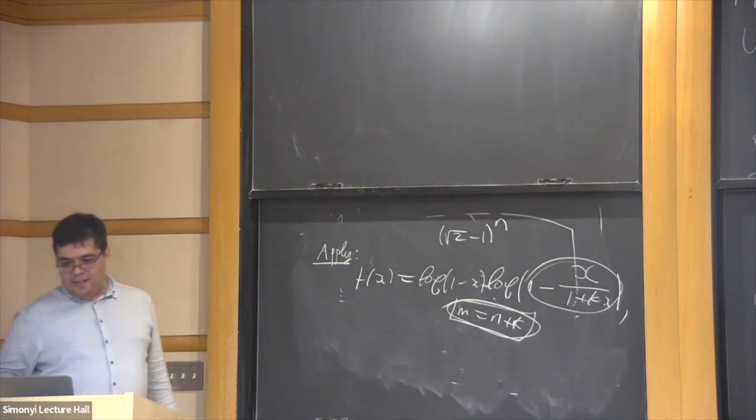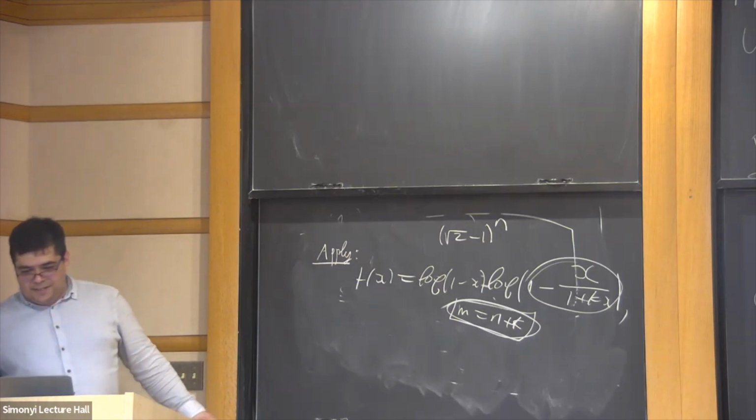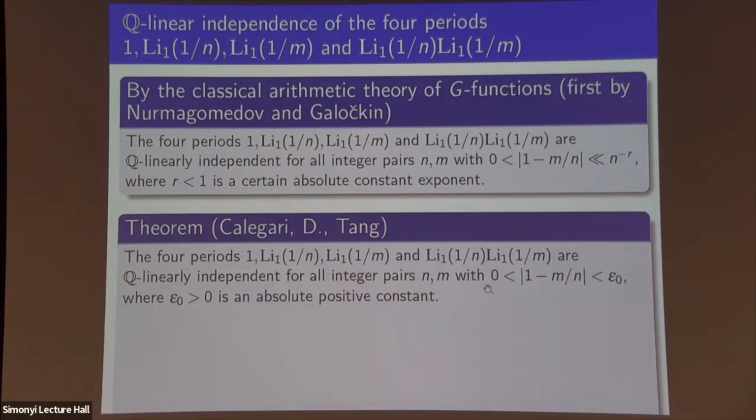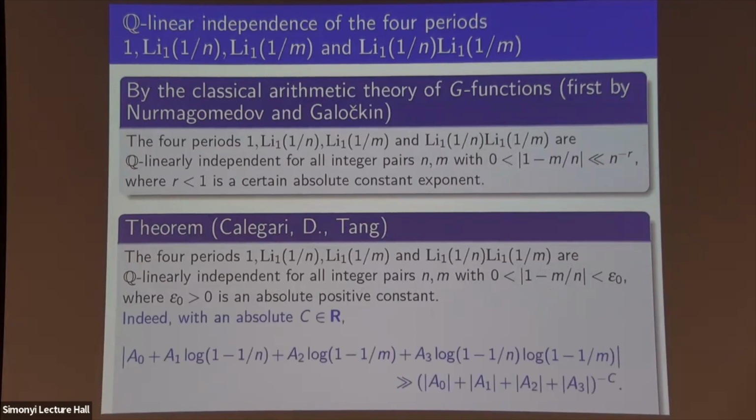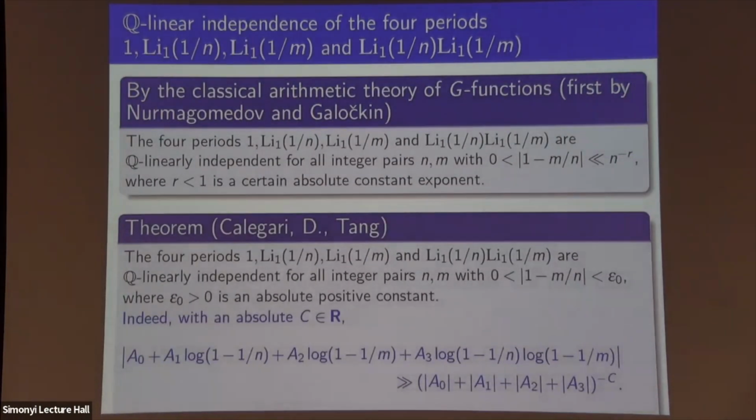In comparison, we have a very restricted result, but it is in this range: m and n are sufficiently close in the following sense, where epsilon naught is a certain absolute positive constant instead of this. And the reason that this works, there is also a Diophantine approximation version, which should look in this form.